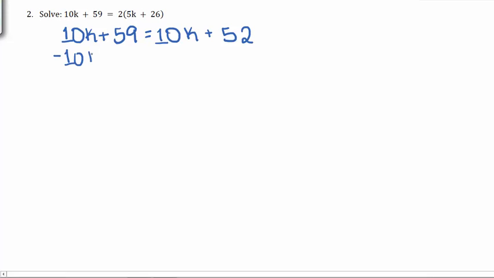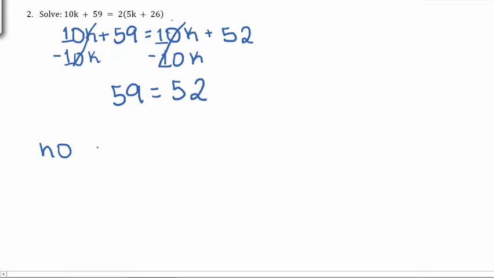Number 2, solving another equation. Once again, we'll start by clearing the parentheses. The left-hand side doesn't have any, but the right-hand side does. 2 times 5k is 10k, and 2 times 26 is 52. The next step is to get the k's on the same side. So I'll subtract 10k to make it cancel. Once again, it cancels on both the left and the right. And I'm left with 59 is equal to 52.